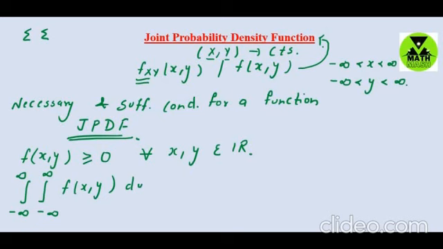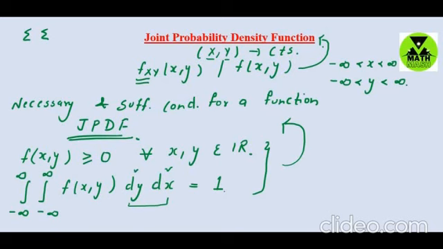Integrate with respect to y, then with respect to x, or you can also change the order of integration, that is first with respect to x and then with respect to y. And if this double integral is equal to 1, then if these two conditions are satisfied, we say that the function is a joint probability density function.